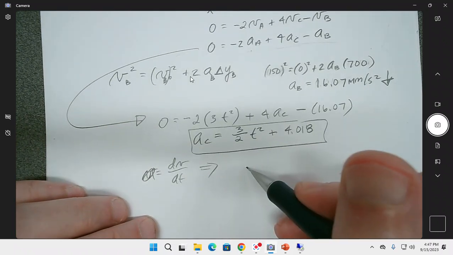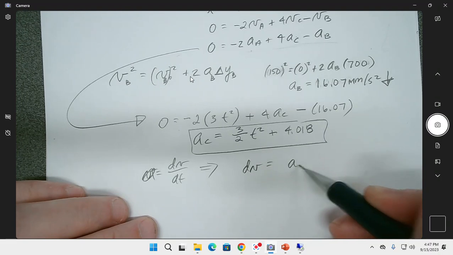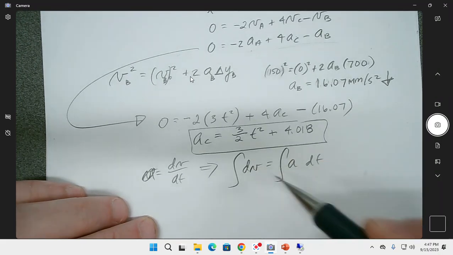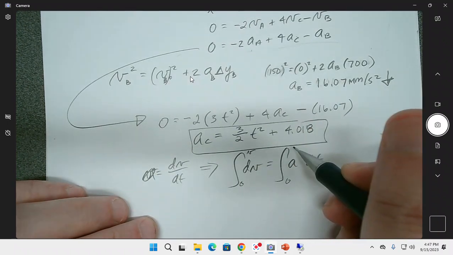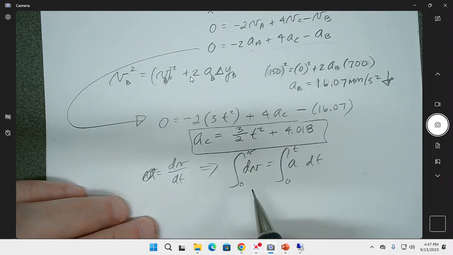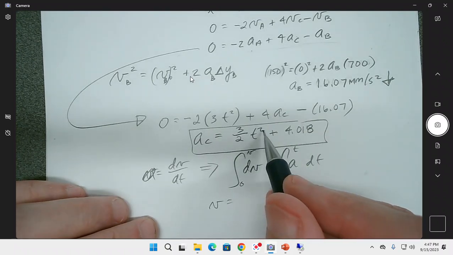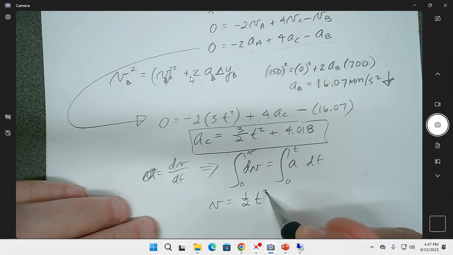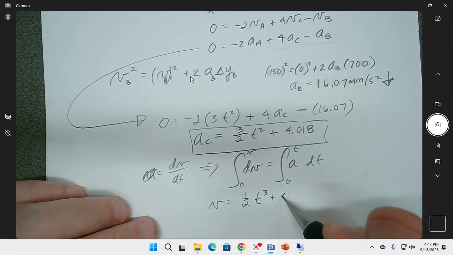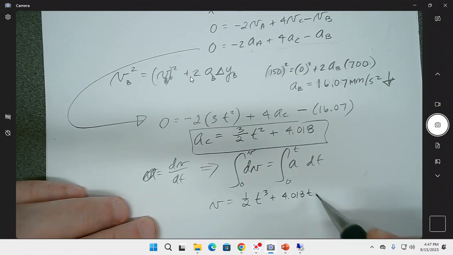And then go dv is equal to a dt, integral, as you mentioned, 0 and 0, v and t. And so we'll go, okay, the velocity, that's what this equals over here, integral, and so that's going to be 3, and then 1/3 on the front of it, so it ends up being 1/2 t cubed plus 4.018 t, and then no constant there because that's 0, yeah, okay.